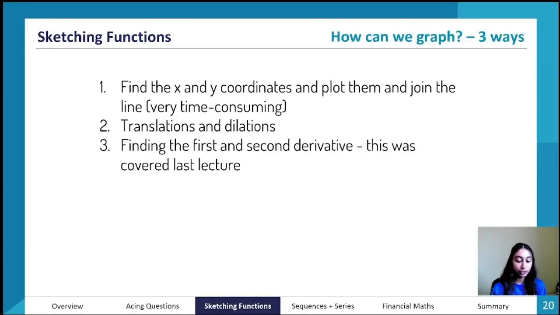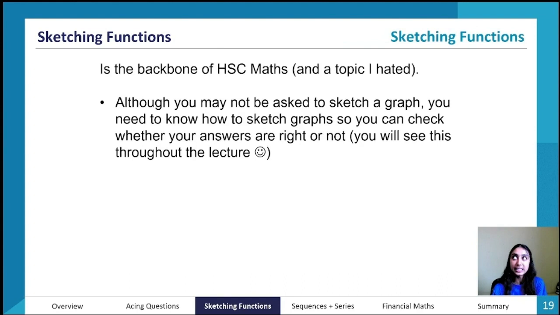So sketching functions truly is the backbone of the HSC Maths Advanced or even Maths Standard. And it's a topic that I really hated for a long time until stuff like financial maths came along, and I was like, okay, sketching isn't that bad.